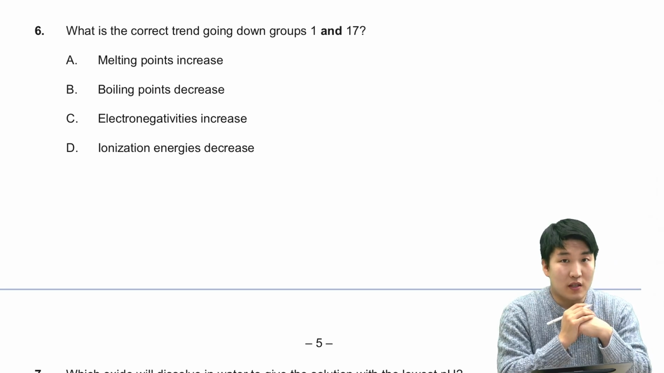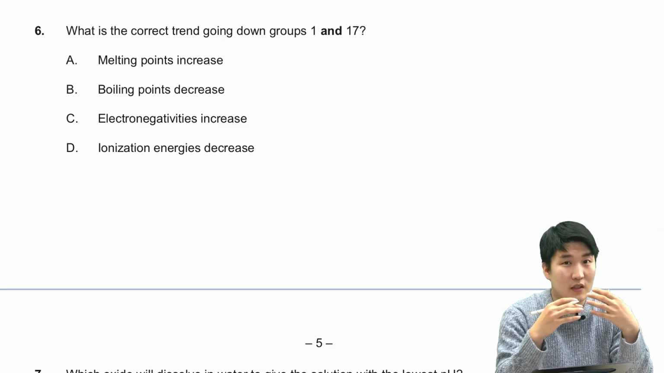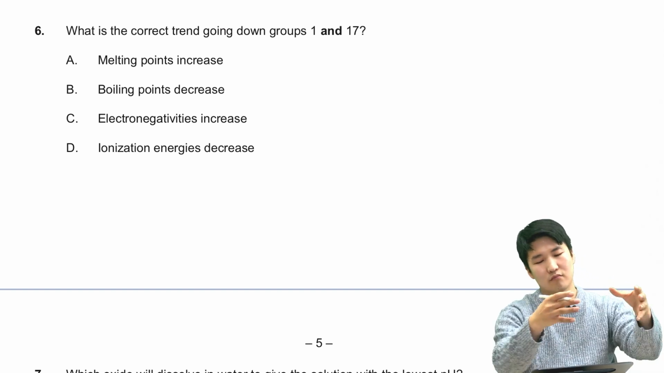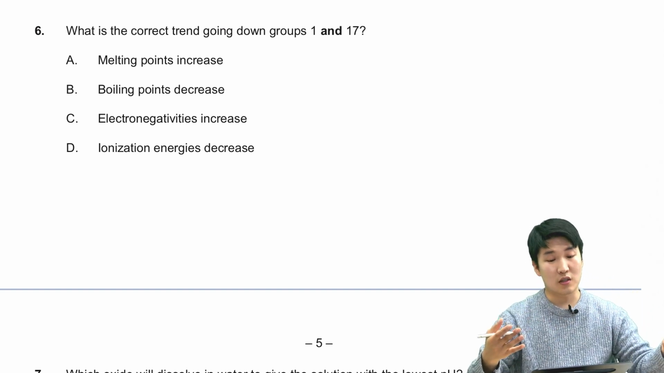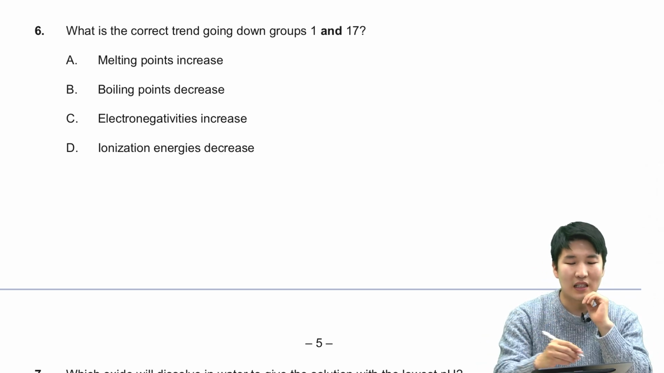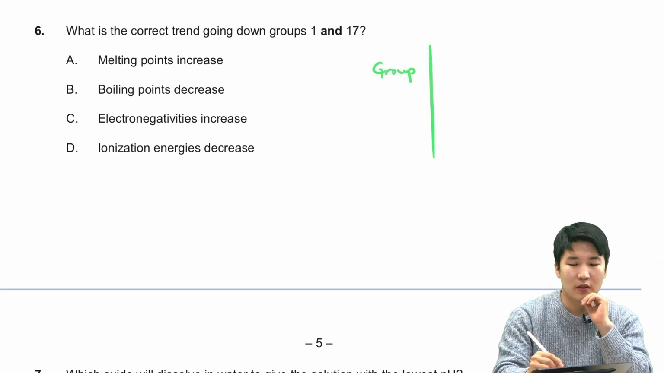Trends down group 1 and group 17 are usually opposite. To find a physical property that decreases down for both group 1 and group 17, we're going to have to compare and contrast each of the options. Let's start with the melting point.